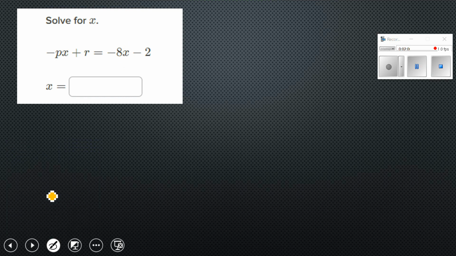So we'll start up here. So I'm going to rewrite the equation. We have negative px plus r equals negative 8x minus 2. Now, of course, our first step is going to be to move the 8x, as we said. So we're going to add 8x to this side. And of course, if we do it on the right side, we need to add 8x. And I'm going to line it up with my x term here.